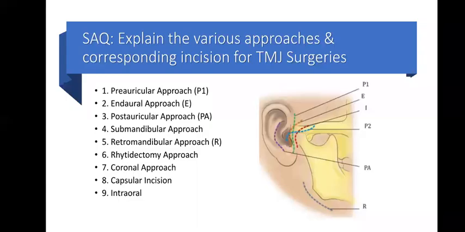The second SAQ we're going to discuss is: explain the various approaches and corresponding incisions for TMJ surgeries. The first one is the pre-auricular approach, labeled as P1 in the diagram. Then the endaural approach, post-auricular approach, submandibular approach, retromandibular approach, rhytidectomy approach, coronal approach, capsular incision, and the intraoral incision.